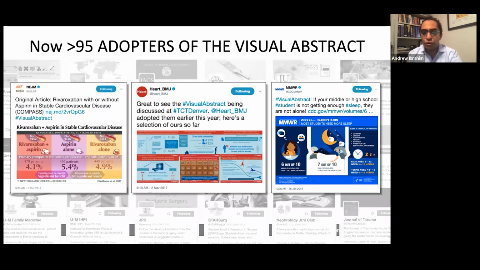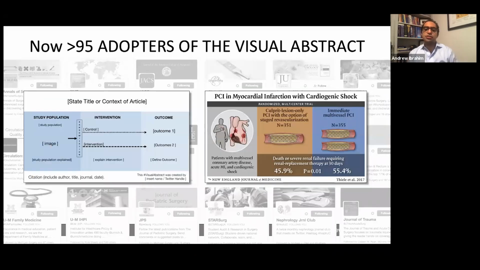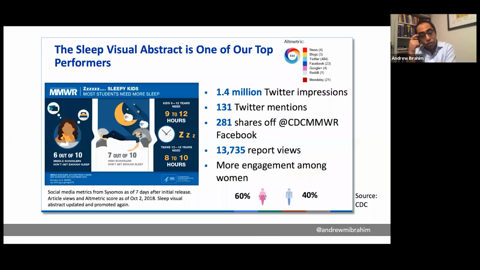So since we made it open source, we've now had more than 95 journals adopt use of the visual abstract to disseminate their work. Here are some examples: the New England Journal, from the BMJ, and from the CDC. And I think what's particularly exciting is we created templates that show the visual abstract, and I'll talk more about these later. But it was exciting to see these templates actually translate into journals where they could put their own brand and their own style to it, but it still maintains some of the core design features that we had originally established.